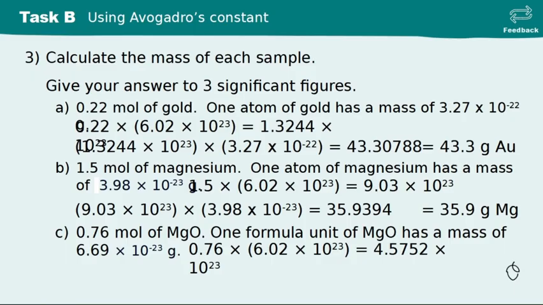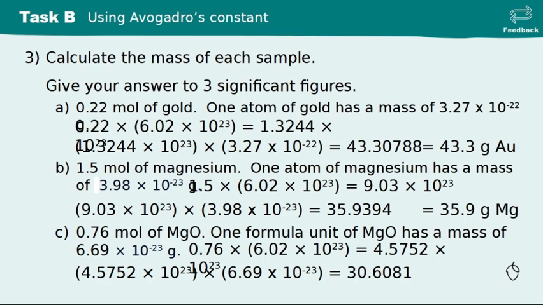And for magnesium oxide, 0.76 moles of it, multiply that by Avogadro's constant to give us the number of magnesium oxide particles that are present, and then we can multiply it by the mass of a magnesium oxide particle or formula unit to give us 30.60 grams.